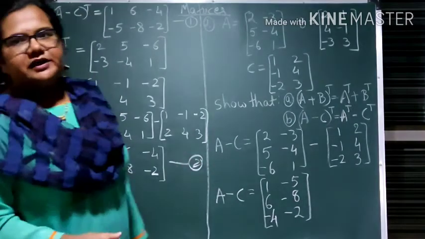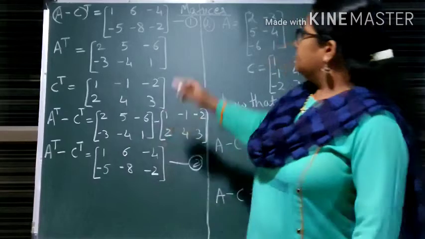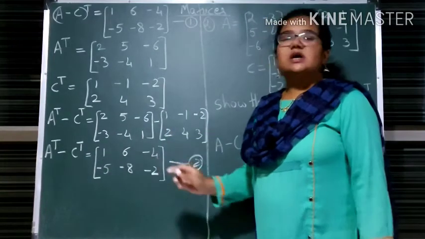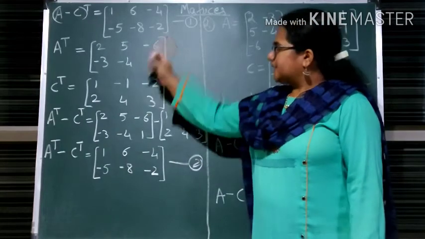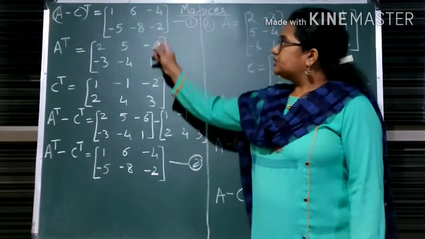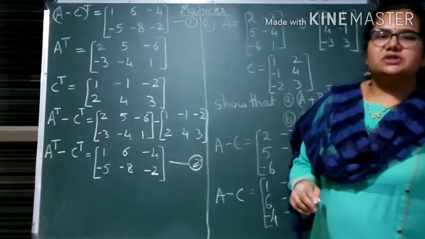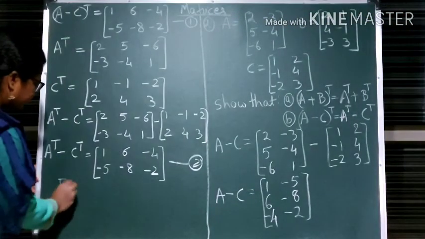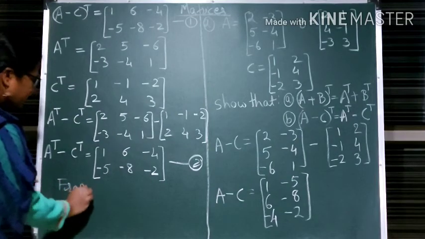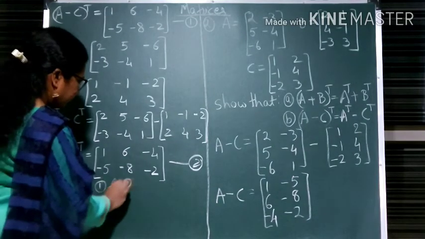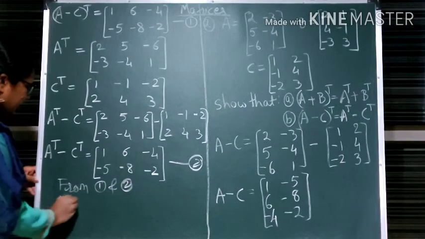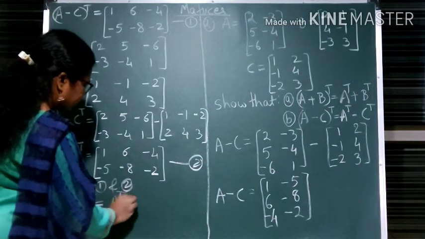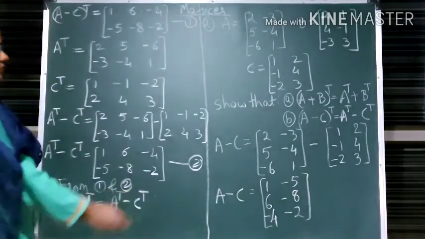Now look at step 1 and step 2. In step 1, what is your first row? 1, 6, minus 4. Here also your first row is 1, 6, minus 4. Then the second row is minus 5, 8, minus 2, and here also minus 5, 8, minus 2. That means, from step 1 and 2, A minus C transpose is equal to A transpose minus C transpose.